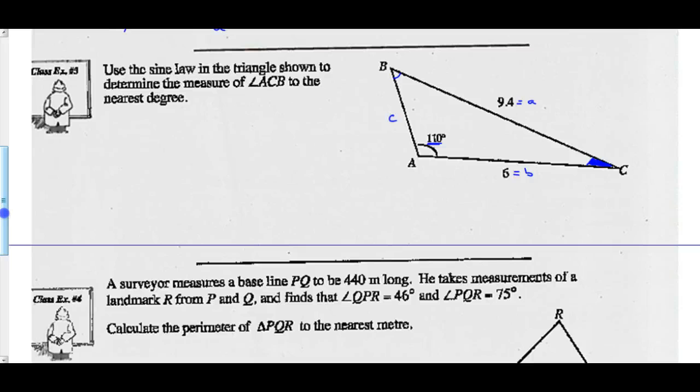So I've got a complete ratio with angle A and side A. I'm looking for angle C, but I don't know side C. However, I do know side B, therefore I could find angle B. So let's find that value.